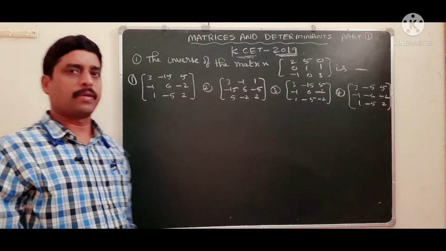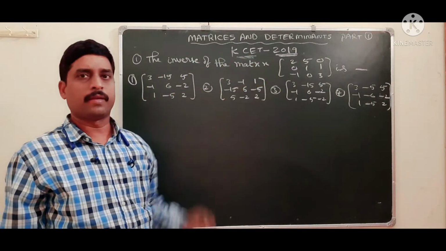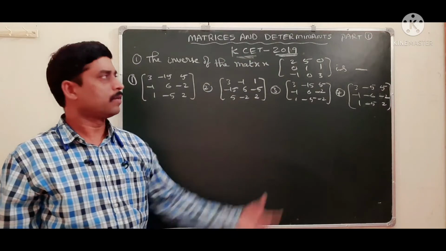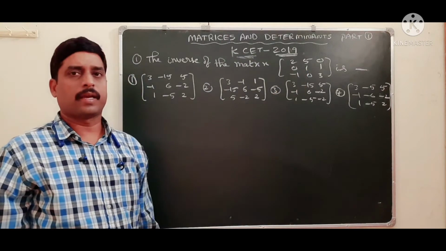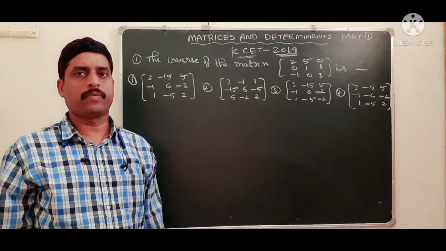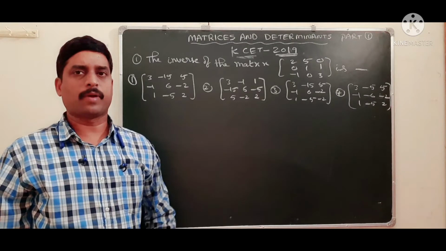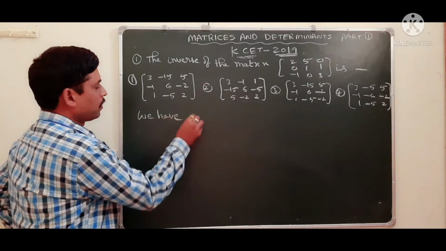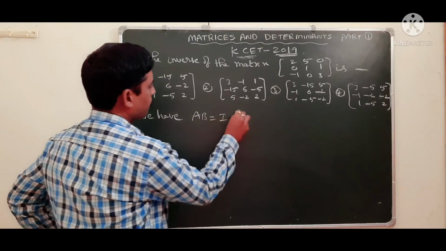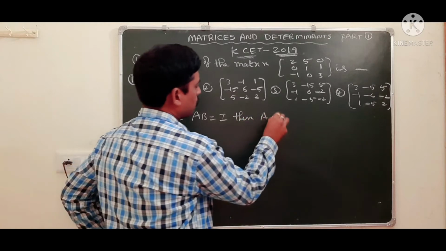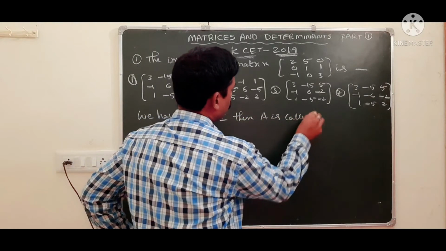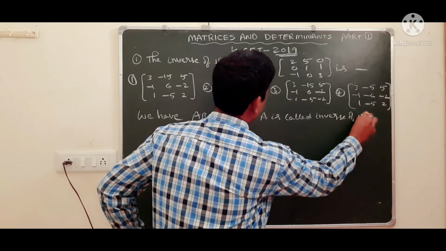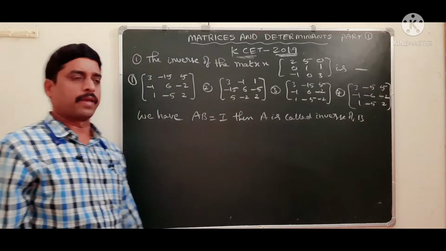So let us go to the next problem. This is from the 2019 question. The inverse of the matrix. What is required? The inverse of the matrix. This kind of problem we solve by using the verification method. So what is the inverse property? We have: if AB is equal to I, then A is called the inverse of B, or B is called the inverse of A.